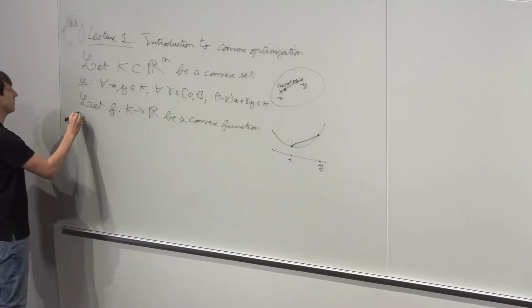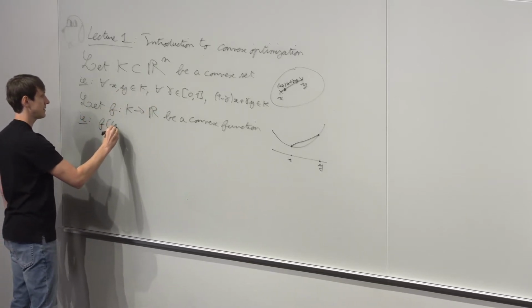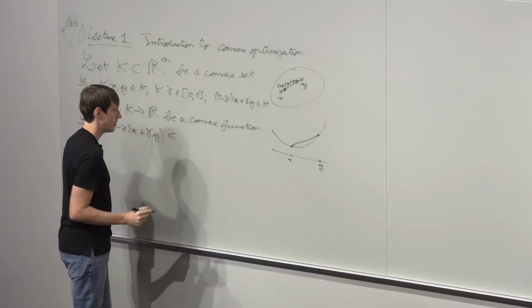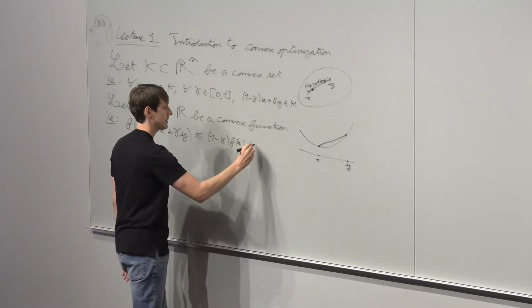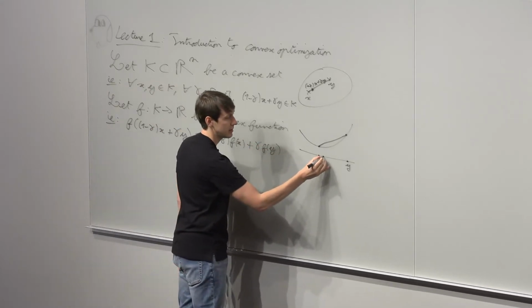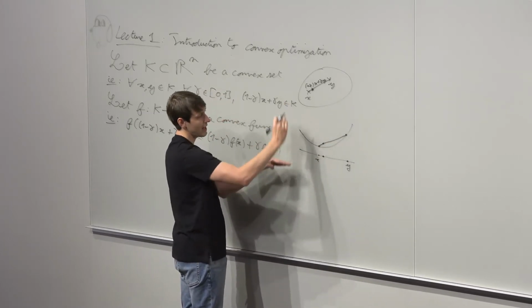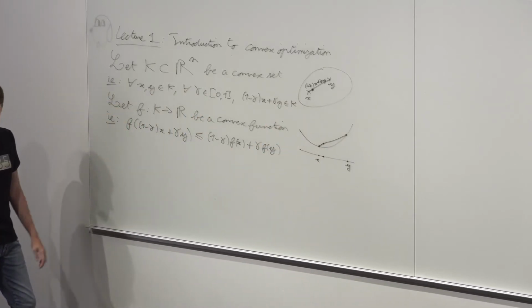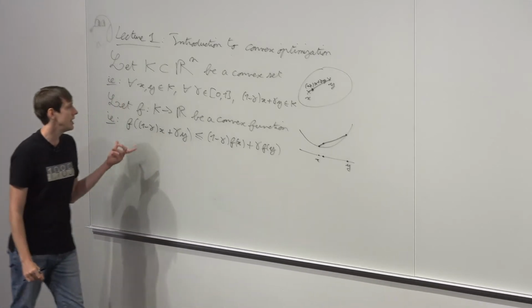So again, what I just said is, with this same assumption, f of (1 minus gamma)x plus gamma y is smaller than (1 minus gamma) f of x plus gamma f of y. If I have this point here, which is (1 minus gamma)x plus gamma y, then this value, on the y-axis, is (1 minus gamma) f of x plus gamma f of y, and this should be above the function.